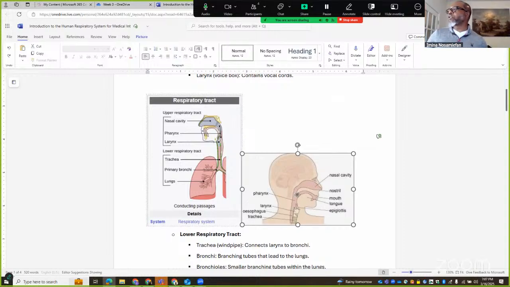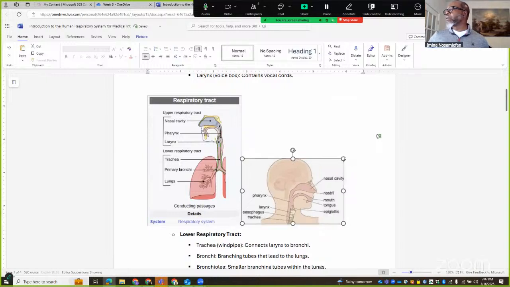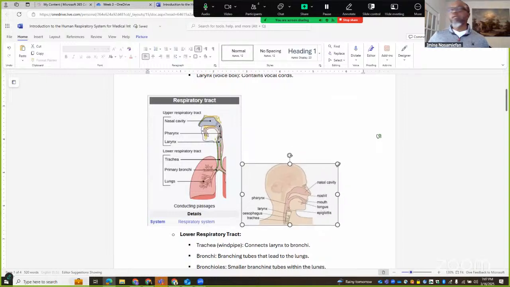It's not a very good picture. Let's see if we can take it. Let me see if I can get a better picture of that. I want us to see. We'll see what we can find. I want to show the epiglottis well.